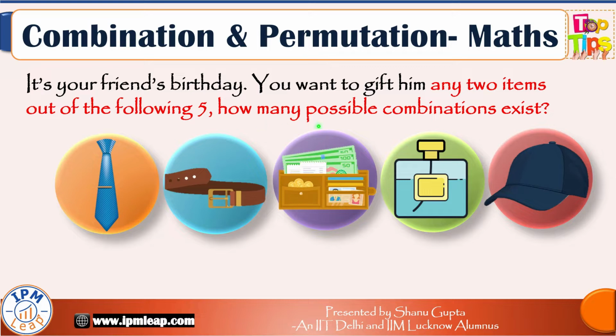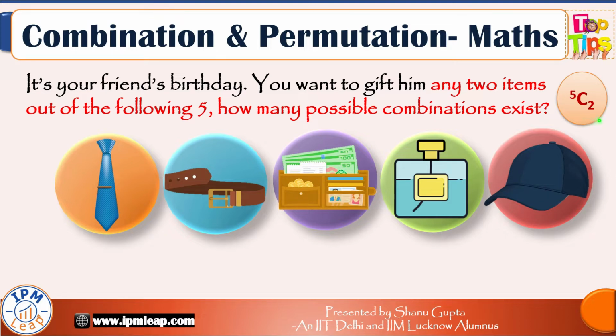Okay, just to give you an idea, some of the possible combinations are: you can choose a tie and the belt, or a tie and the bottle of perfume, or the cap and the purse, and so on and so forth. So how many combinations do you think exist? Now, do you know that your answer is simply 5C2, where C stands for combinations. You had to select 2 items out of 5 and the number of ways you can do that is 5C2, which means out of 5 we select 2.